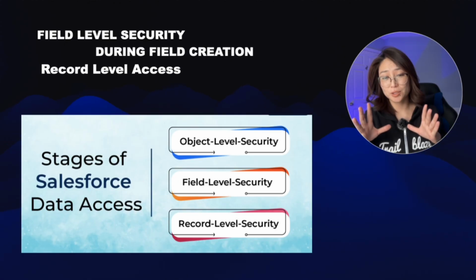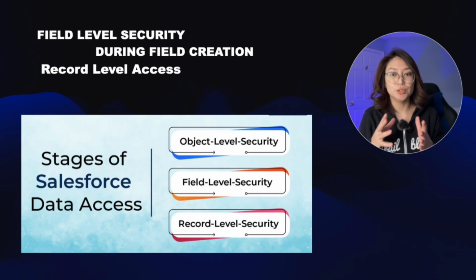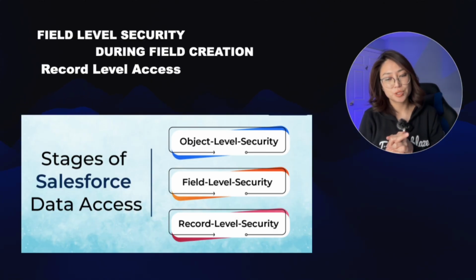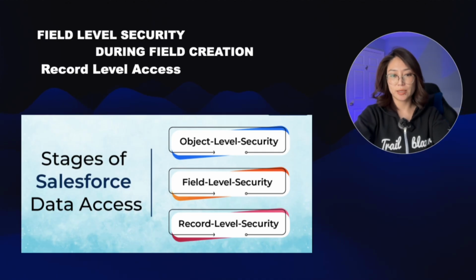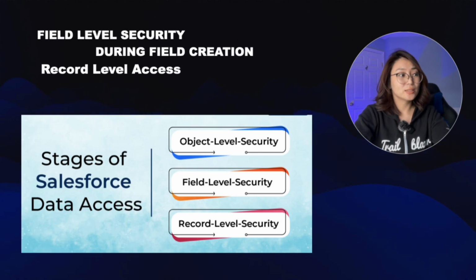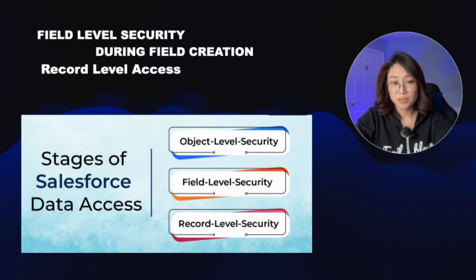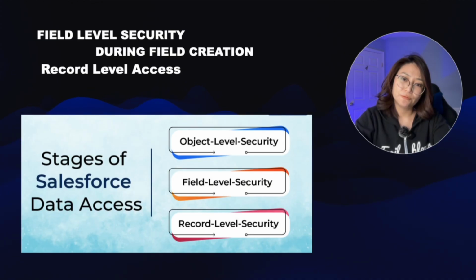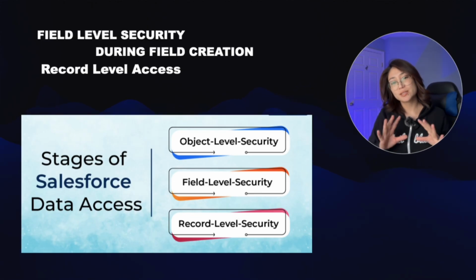So if you zoom out and look at the big picture, profiles and permission sets define what you can do. Object level permissions define what actions you can take on an object. Field level security defines what data you can see or edit. And record level access defines which records you can access. All of these work together, and this is why Salesforce security can feel confusing at first. But once you understand the layers, everything starts to make sense.